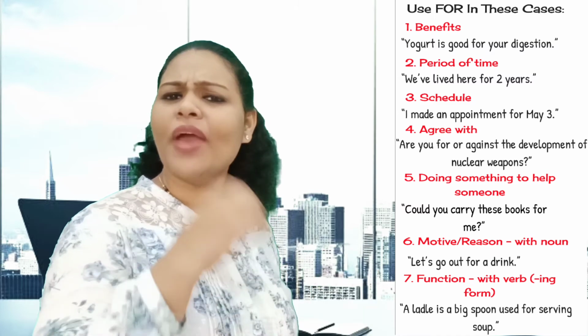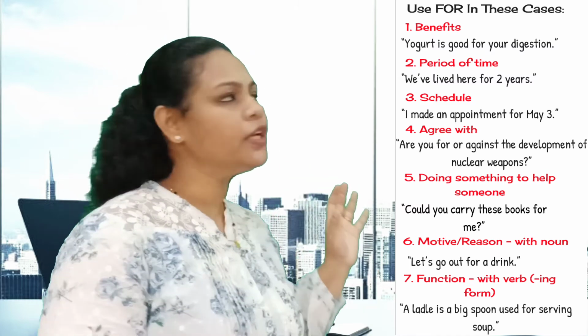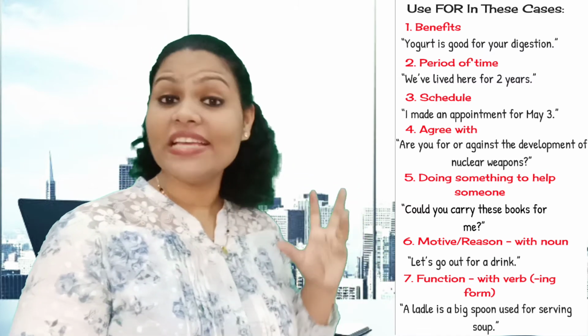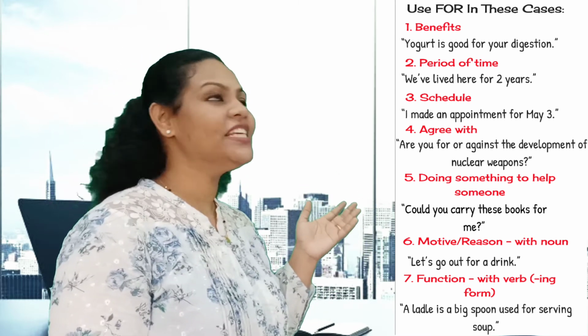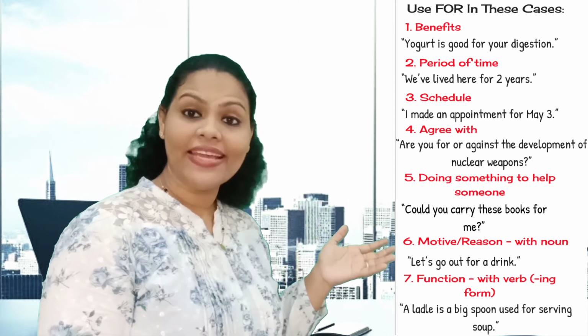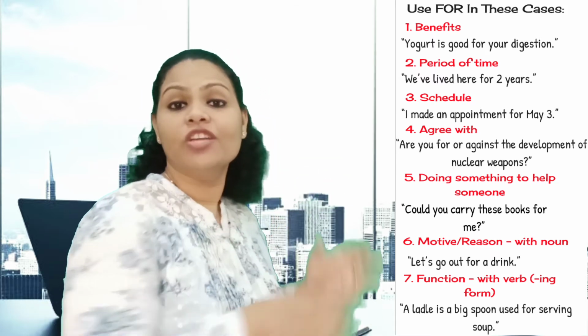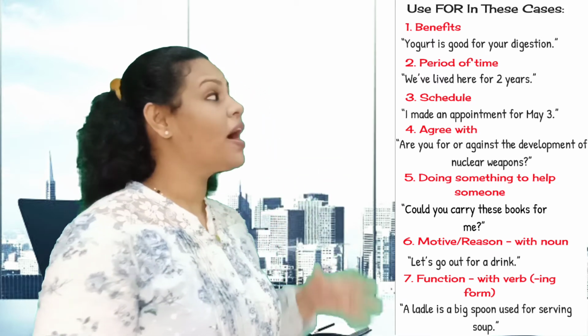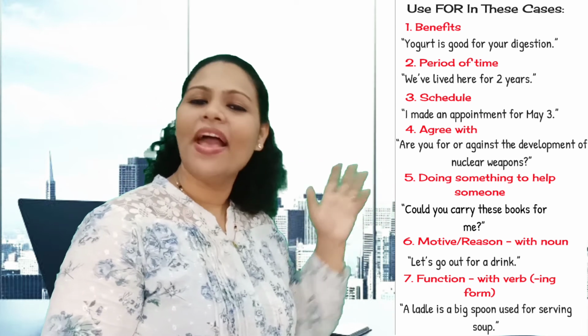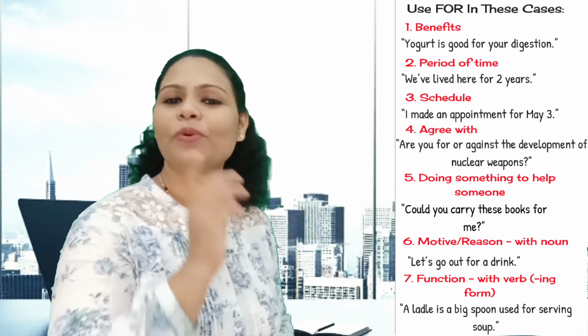Doing particular thing to help someone. So doing something to help someone, you can use for. For example, could you carry these books for me? So there is a help. Carry the books to help someone, right? So while doing something to help someone, you can use preposition for.